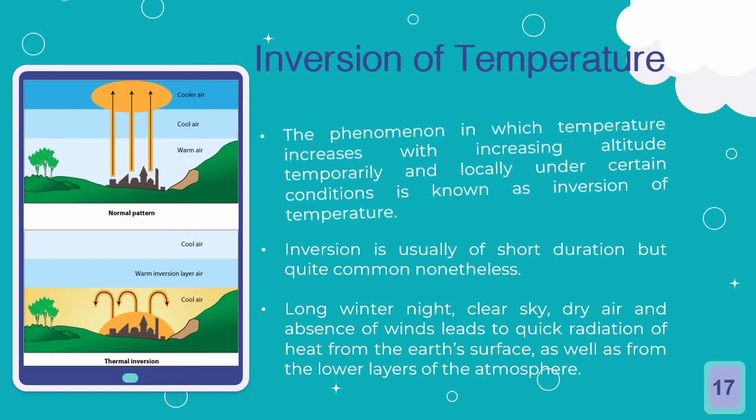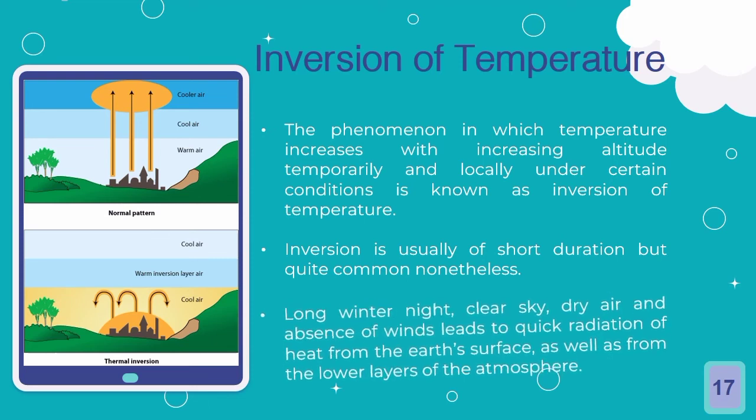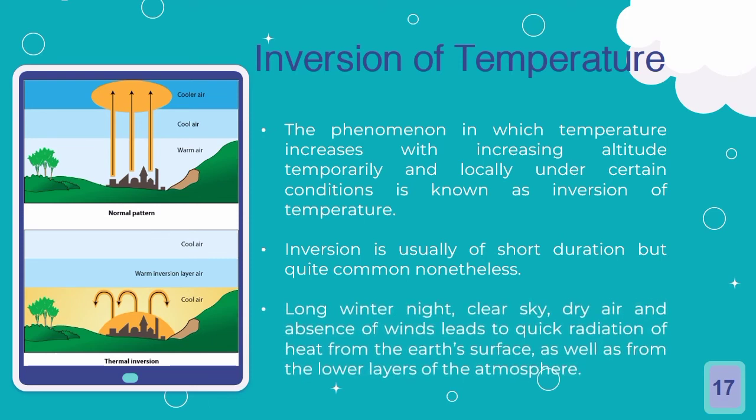The phenomenon in which temperature increases with the increasing altitude temporarily and locally under certain conditions is known as the inversion of temperature. So inversion is usually of short duration but quite common nonetheless. Long winter nights, clear sky, dry air, and absence of winds lead to quick radiation of heat from the Earth's surface as well as from the lower layers of the atmosphere.